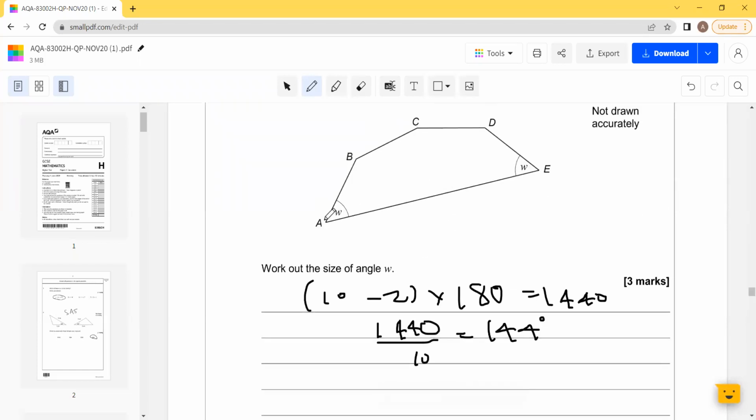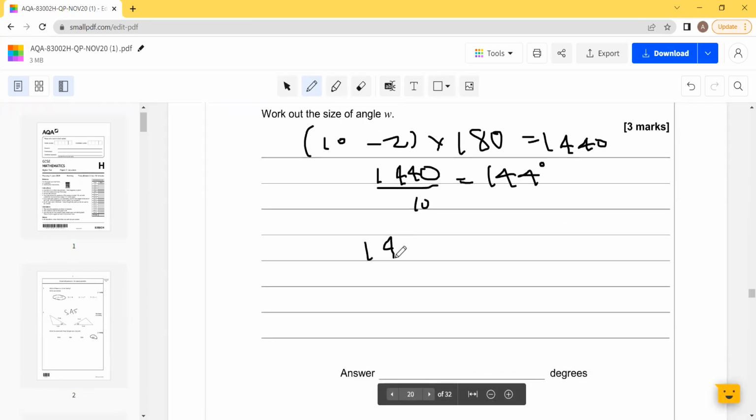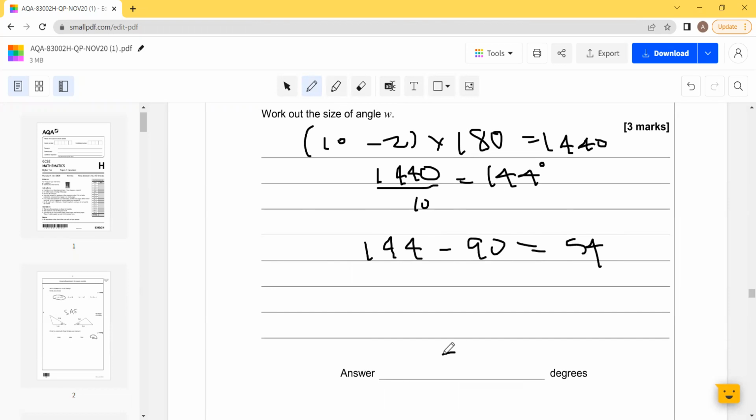So now, if we know that the angle is 144, we can do 144 minus 90 to give us the value of W. So we know that W is 54 degrees.